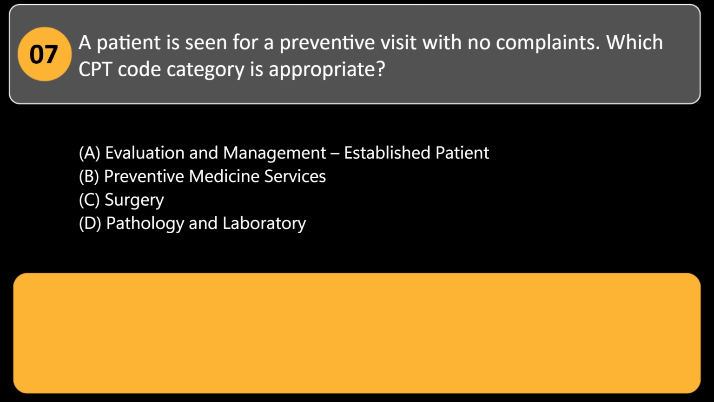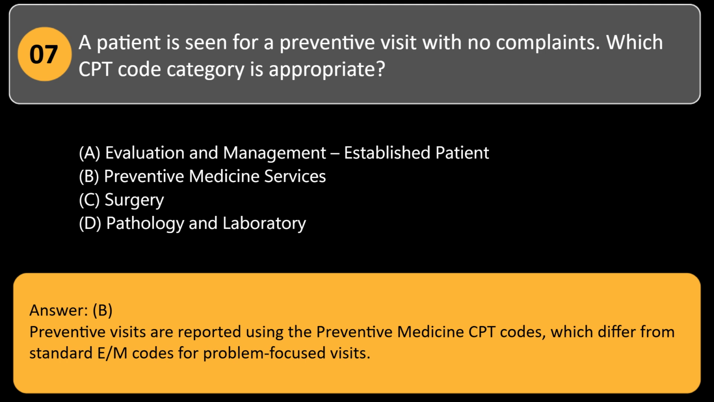A patient is seen for a preventive visit with no complaints. Which CPT code category is appropriate? A. Evaluation and management, established patient. B. Preventive medicine services. C. Surgery. D. Pathology and laboratory. Answer: B. Preventive visits are reported using the preventive medicine CPT codes, which differ from standard E/M codes for problem-focused visits.